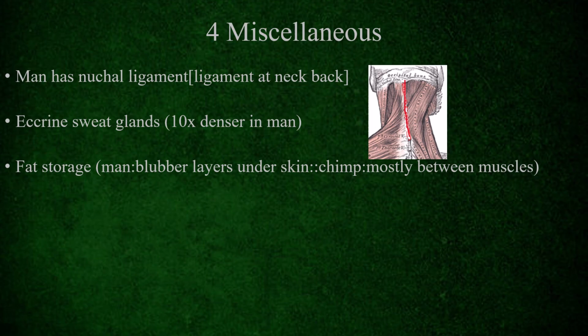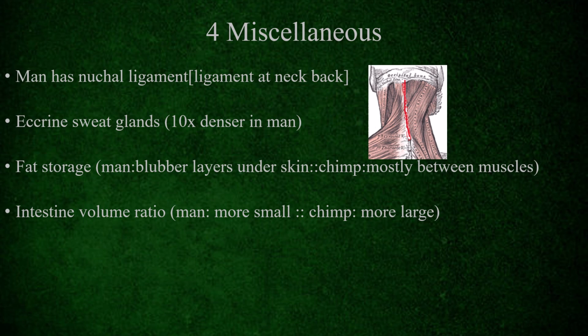Then when it comes to fat storage, humans store fat in blubber layers under the skin, some of us more than others. And when it comes to chimps and other apes, they mostly store it in pockets between the muscles. Hence why about all of them look very muscular, unlike us.